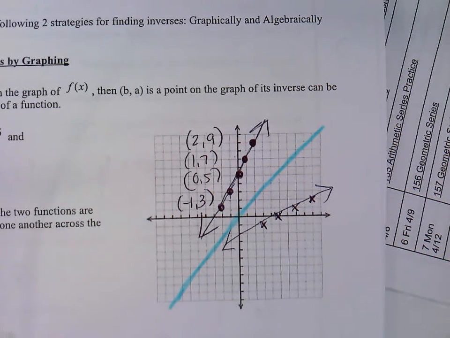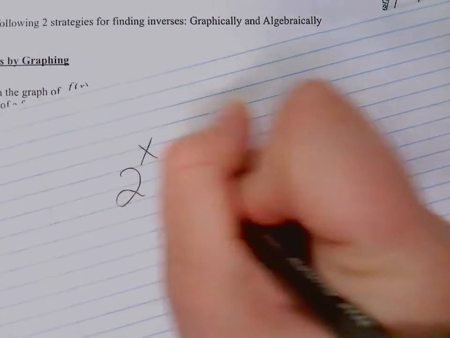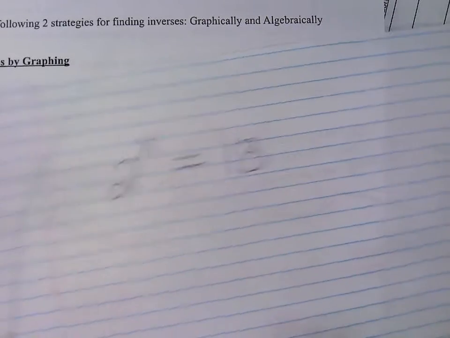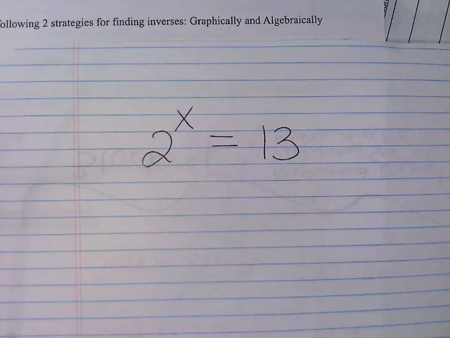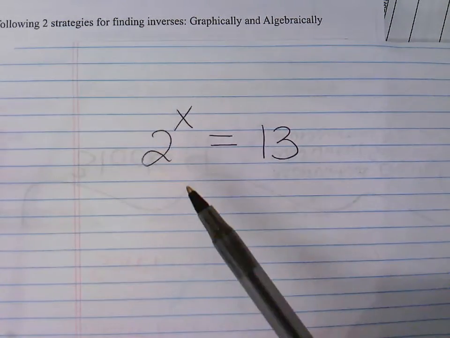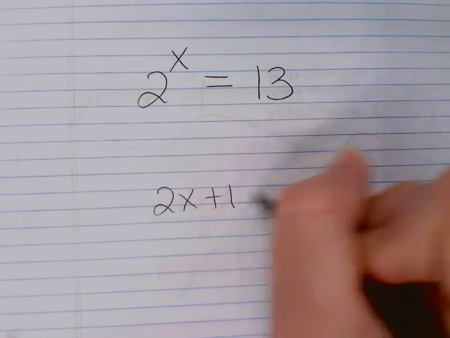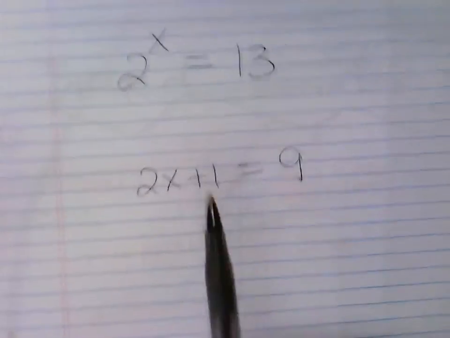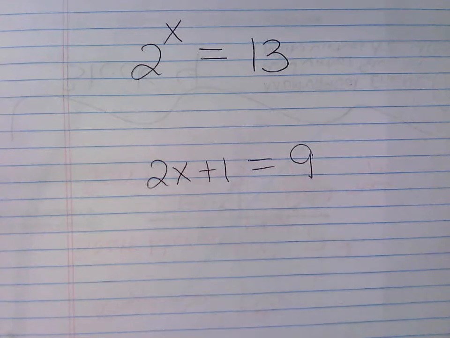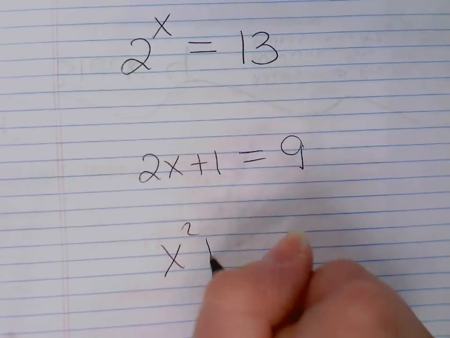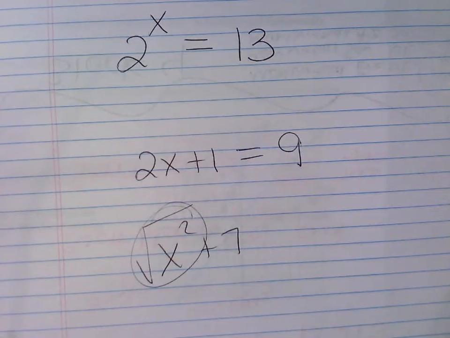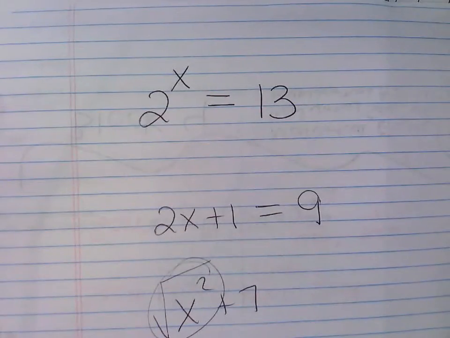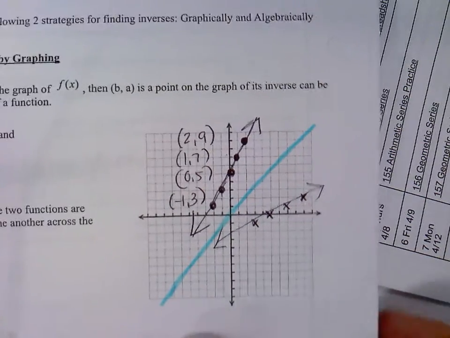Remember, our goal is to solve a problem like 2 to what power gives me the number 13? Right now, I have no way of solving that problem. So I'm trying to come up with a mathematical operation that will undo an exponential function. Just like 2x plus 1 equals 9, I know that subtraction will undo addition, right? And division will undo multiplication. And the square root will undo a square. I don't have any way to undo an exponential function. So I need to learn a little bit about inverses to get there.